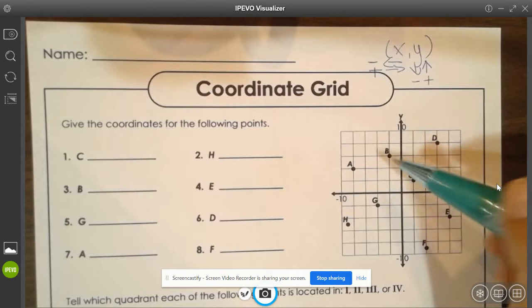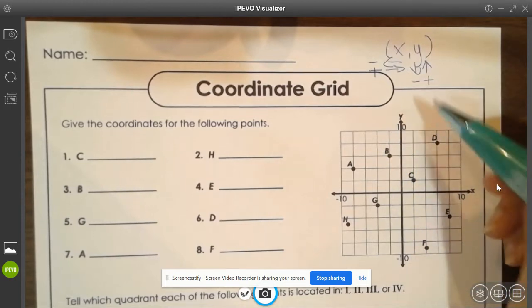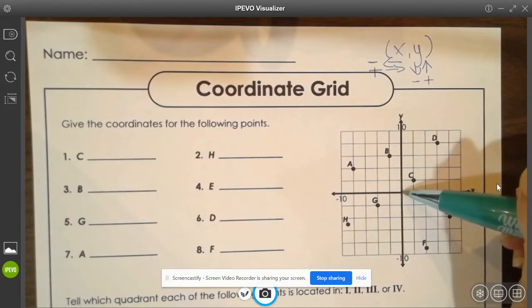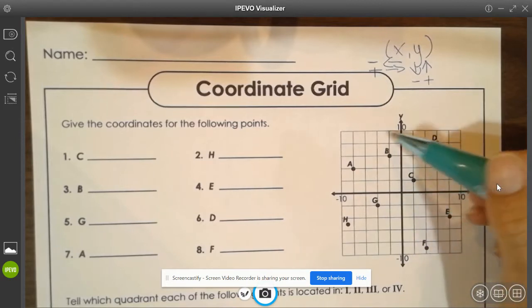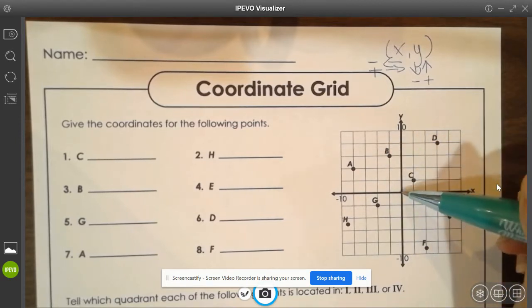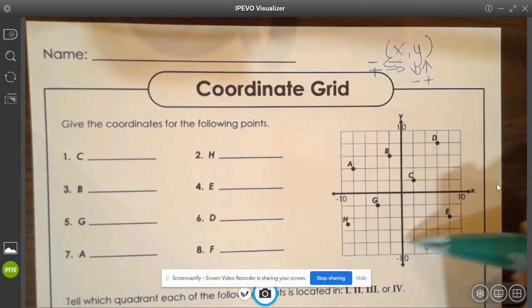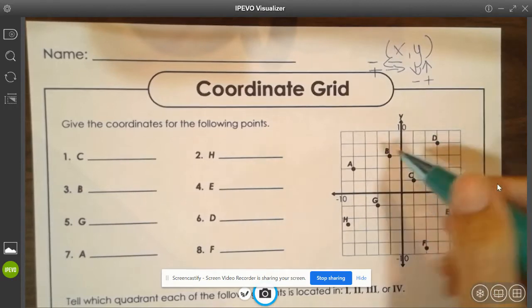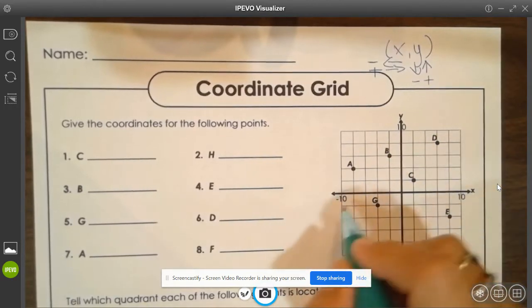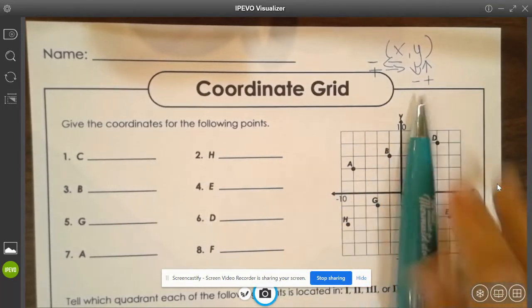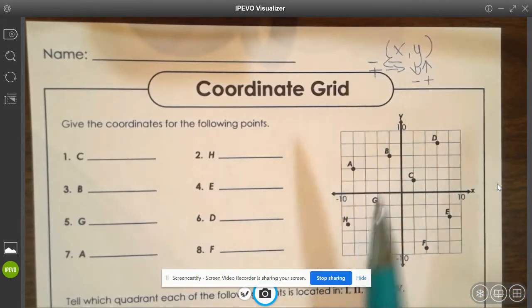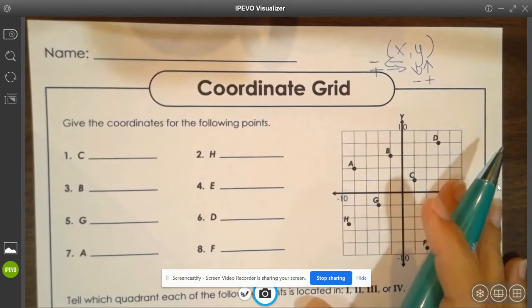Why is that? Well, because your y-axis goes up and down. So this is (0, 0). Anything up here is positive. Anything down here is negative. This is the x-axis. The x-axis goes across. So anything on this side is positive and anything on this side is negative. So that's how we read this, okay?